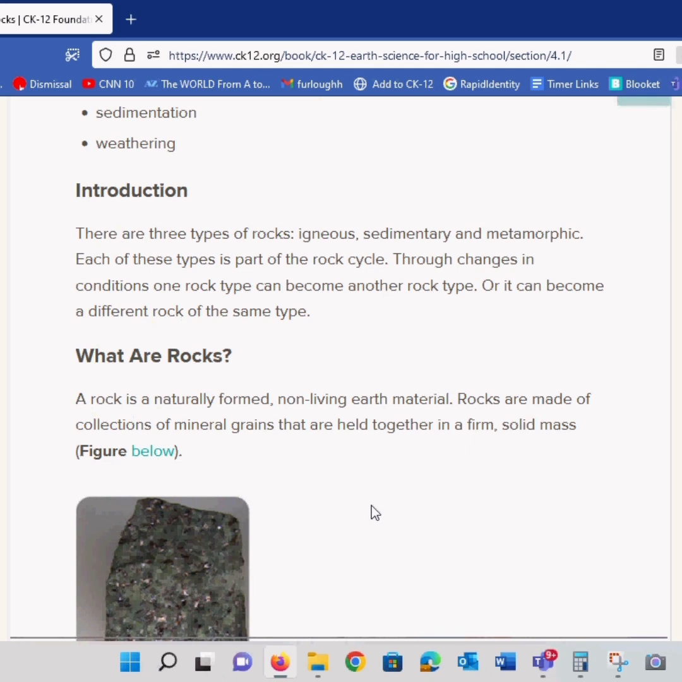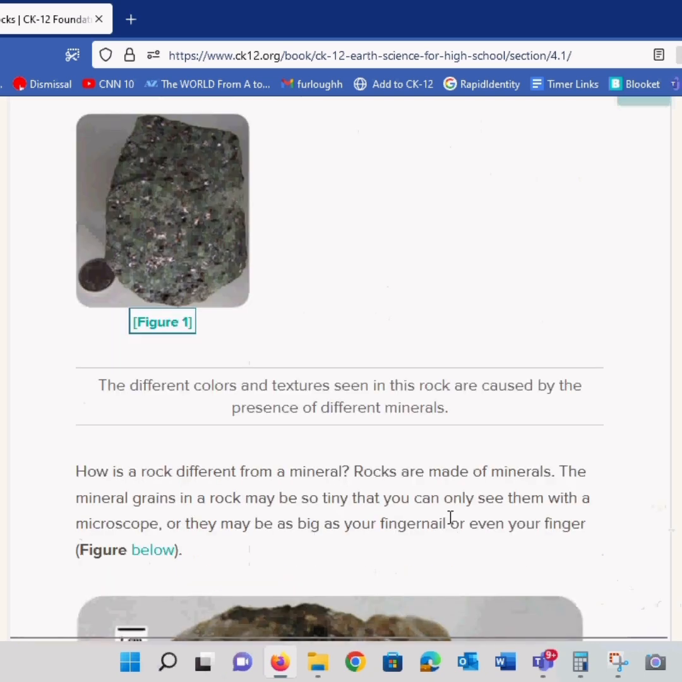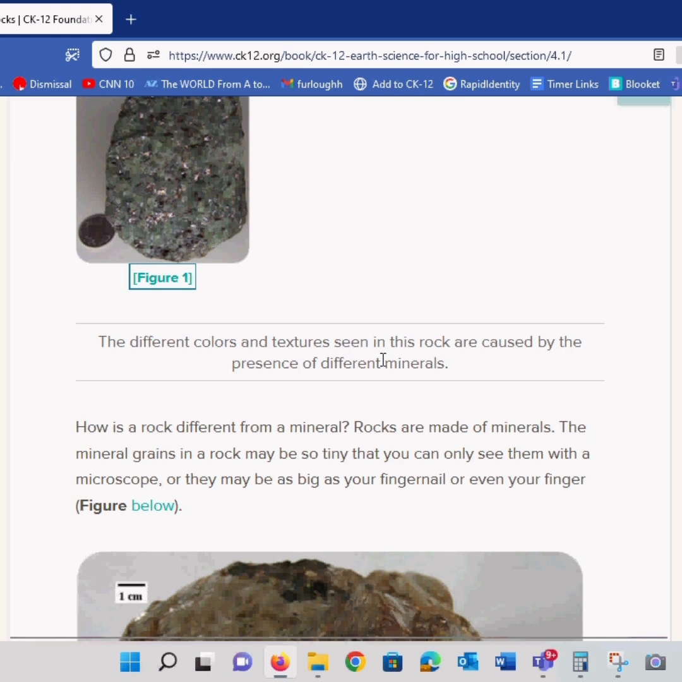All right. Introduction. There are three types of rocks: igneous, sedimentary, and metamorphic. Each of these types is part of the rock cycle. Through changes in conditions, one rock type can become another rock type, or it can become a different rock of the same type. What are rocks? A rock is a naturally formed, non-living earth material. Rocks are made of a collection of mineral grains that are held together in a firm, solid mass. The different colors and textures seen in this rock are caused by the presence of different minerals.